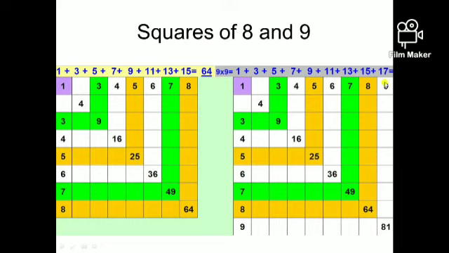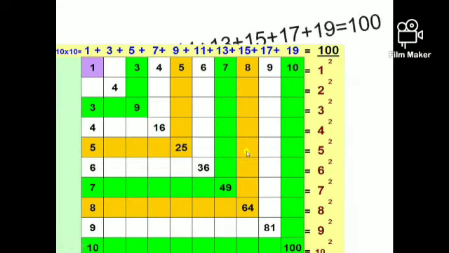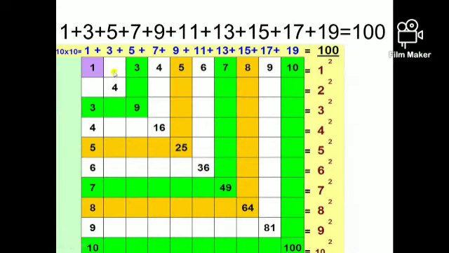Here we can see 9 odd numbers. The result is 9 square, which is equal to 81. Now here 10 odd numbers, 1 to 19, are added. The result is 100. Root of 100 is 10. That's all about the second worksheet.